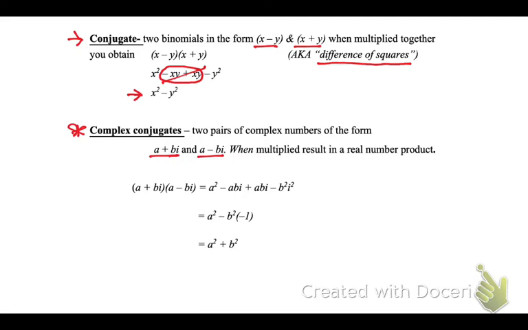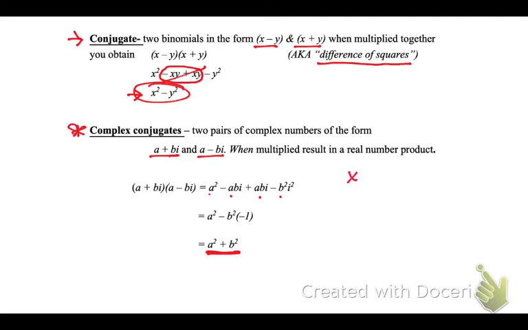So down here we have a plus bi, a minus bi. So you'd have a squared minus abi plus abi minus b squared i squared. Well, the i squared would make it a positive. And now you don't have a difference of squares, you have a what of squares? Up here we had a difference of squares. Down here we have a what of squares? Sum. So with imaginary numbers, we are allowed to factor the sum of squares. They are not real solutions, but we are able to factor it.